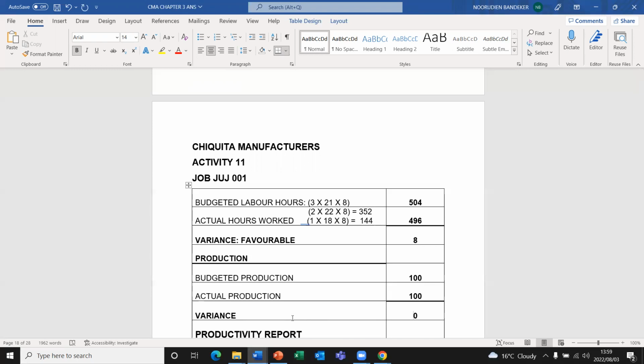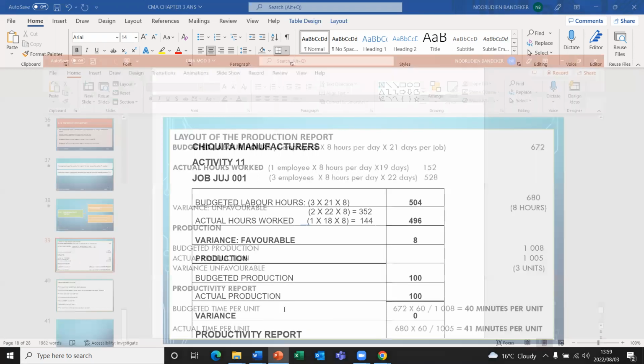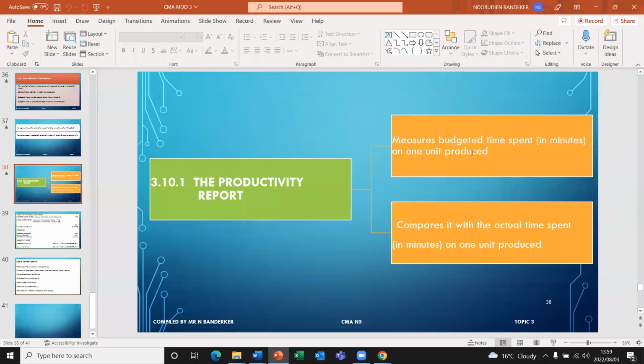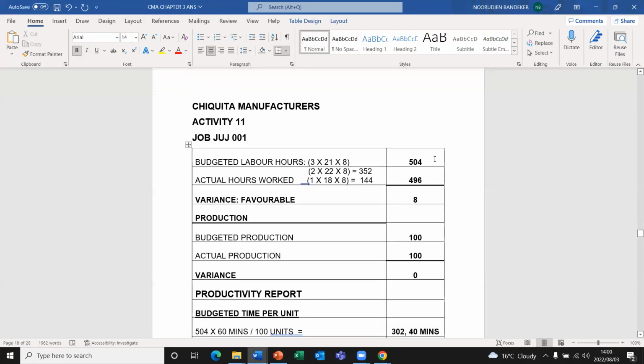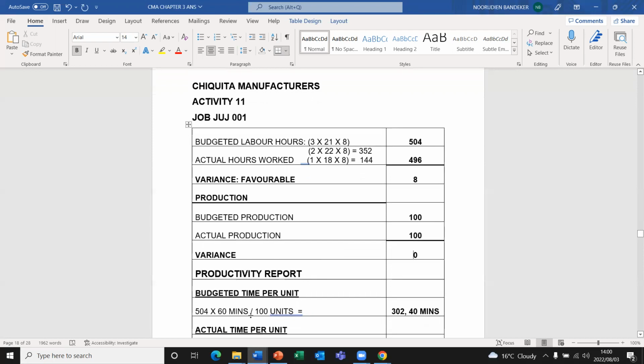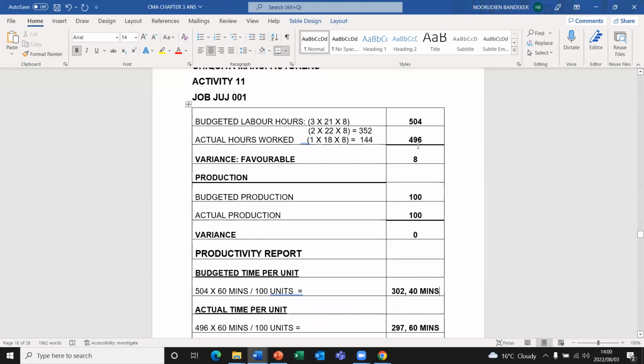Now, if you take the notes, where they speak about the productivity report, you take budgeted time in minutes and you compare it with the actual time in minutes on how long it took to produce an item. So 504 is your budgeted hours times 60 minutes divided by your 100 units, and that's how long they should take, 302 minutes 40 seconds. Then you compare that with the actual time. So you take your actual hours, times it by 60 minutes, divided by your actual production. So they took less time than what they're supposed to.